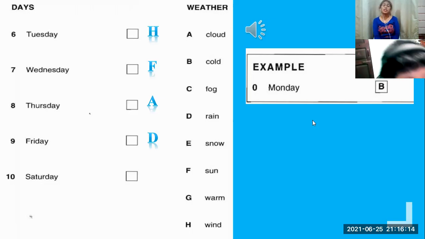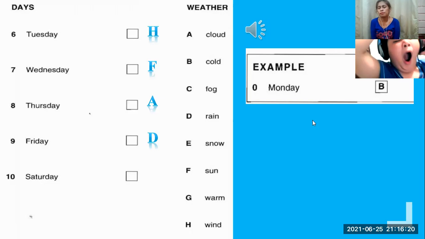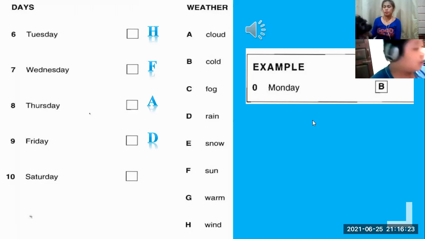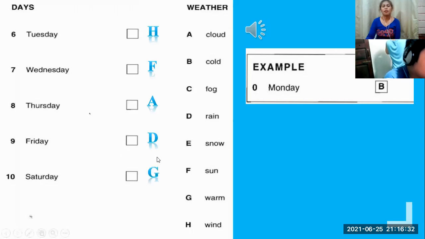What do you think is the weather on Saturday? Go, Ben! G. Letter G. Okay, it's letter G. It is warm. The weather is warm, teacher. The weather is warm. Okay, Ben, very good. Okay. Yay.